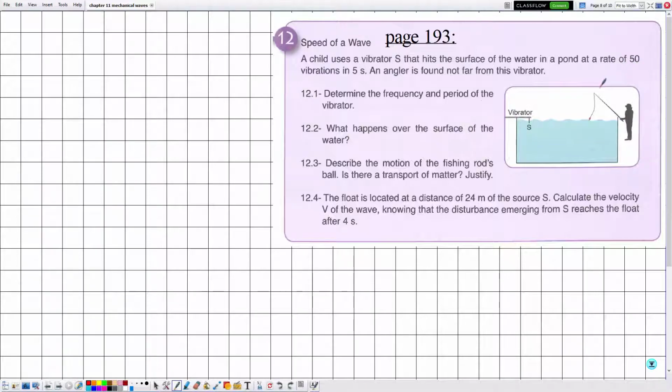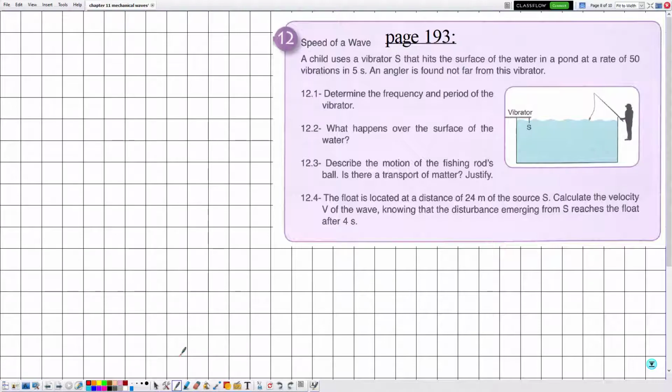Okay, hello everyone. In this new video, we have reached part 3 of chapter 11, which is the chapter of mechanical waves for grade 8 students. Then we have reached exercise 12, page 193. The title of this exercise is the speed of a wave.